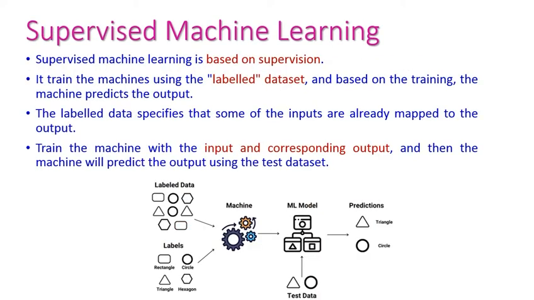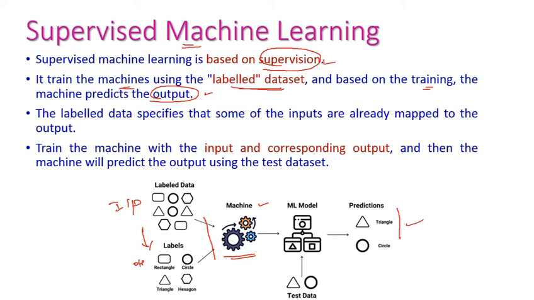The first one is supervised machine learning. Supervised machine learning means the machine will learn based on supervision. Supervision means we need to train the machine by using a labeled data set, and based on the training the machine will predict the output, right? So here the input data is given along with its labels to the machine. Then the machine learns those data and it has to give the output.